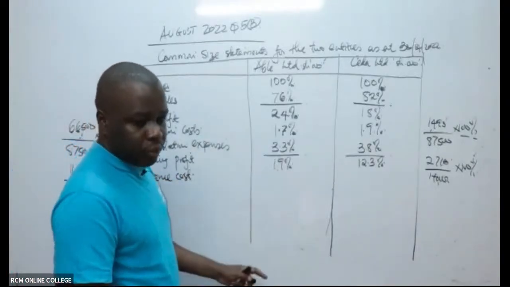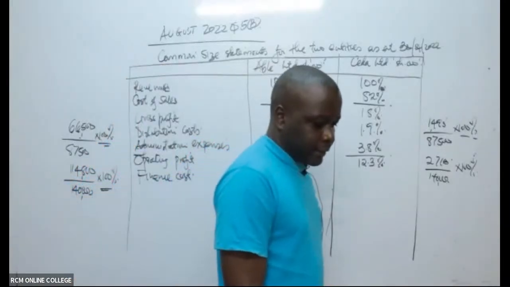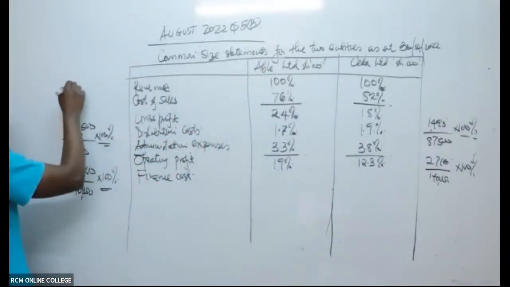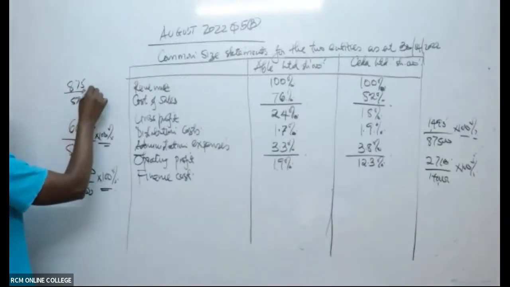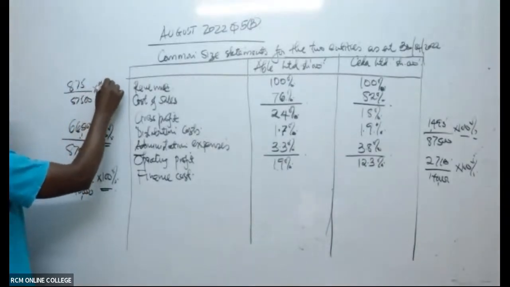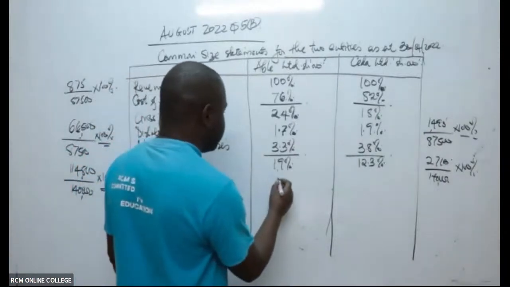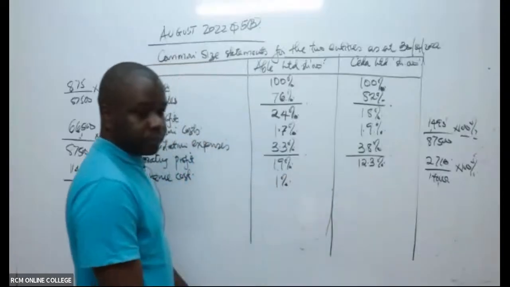Finance cost, you are getting what percent? You take, I think it is 875 over 7,500 multiplied by 100%. So you're getting 1%. Yes, it's supposed to be 1%. What about for SEDA?